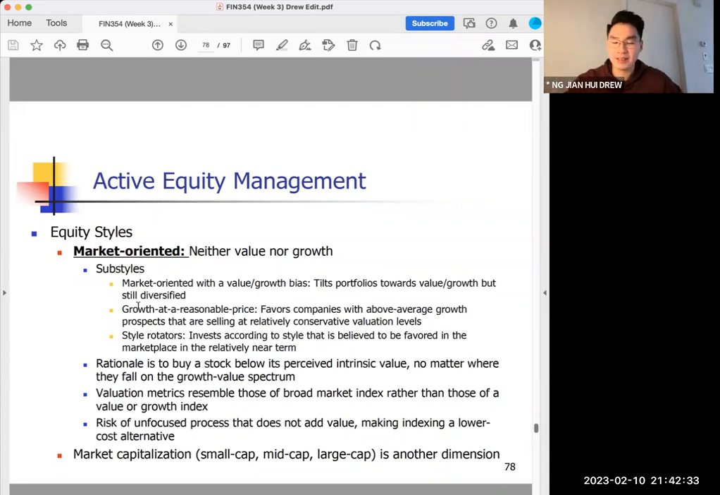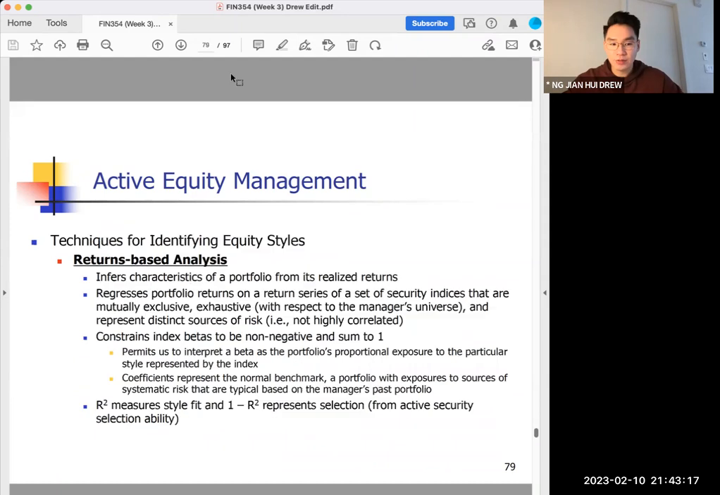So there's quite a few kinds of style. It can be growth, a style rotator. There are various ways to be a so-called active manager in the market, or growth at a reasonable price. So basically, you favor companies that have above average growth, or a rotator style means that you rotate within maybe, let's say, different industries. So it can be an industry rotator. Basically, these are just different styles being used. I won't really go through everything, just read through.